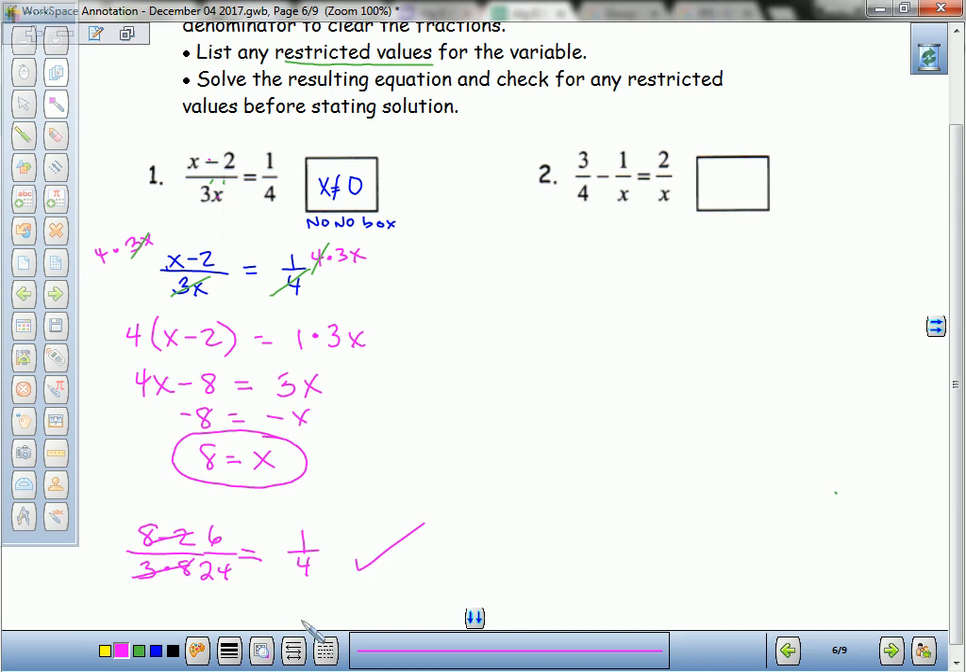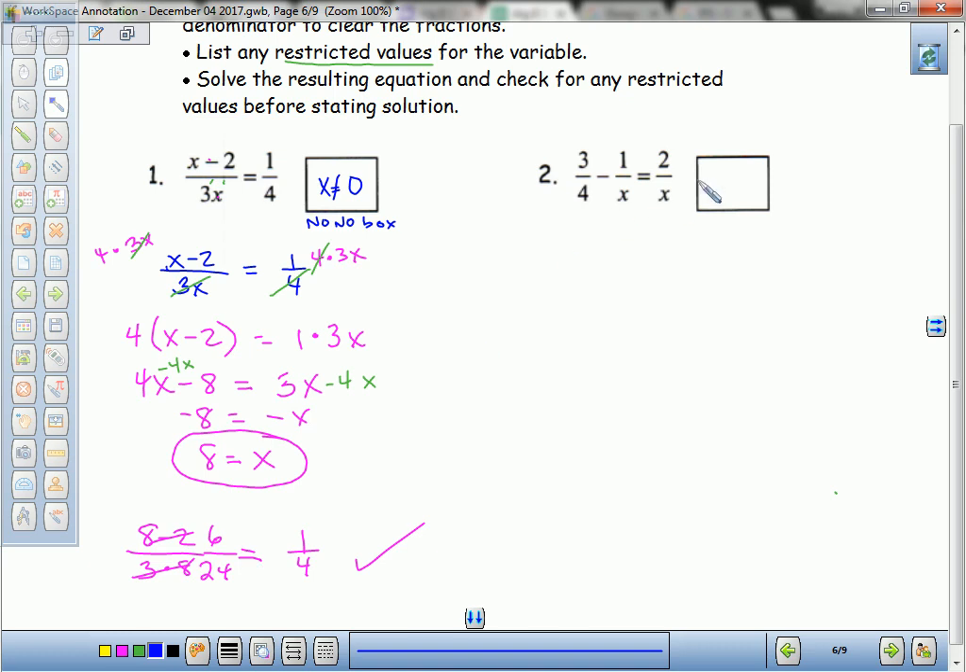Wait, so what did you do to get rid of the 4x and then the 3 after you distributed? I just didn't show all my steps. I subtracted 4x. And then I multiplied or divided by -1. Either way, it works.